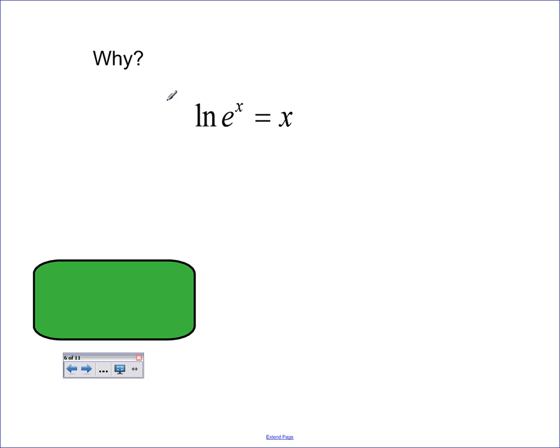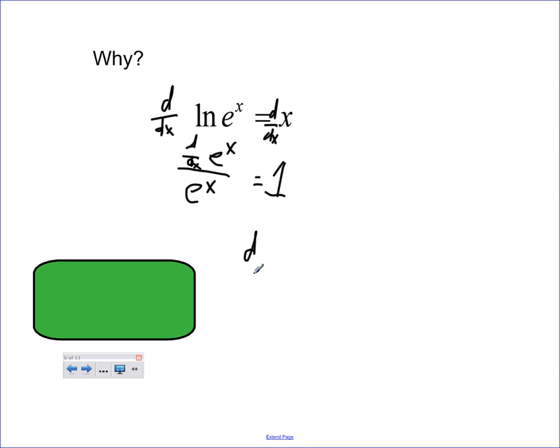So what we're going to do is take the derivative of this side, and take the derivative of this side. The derivative with respect to x of x is 1. That's the easy side. The derivative of the natural log of something is just u prime over u. So the u part is e to the x, and the u prime is the derivative of e to the x. If I solve this, I multiply both sides by e to the x, and the derivative of e to the x is 1 times e to the x, or e to the x. So e to the x is its own derivative.